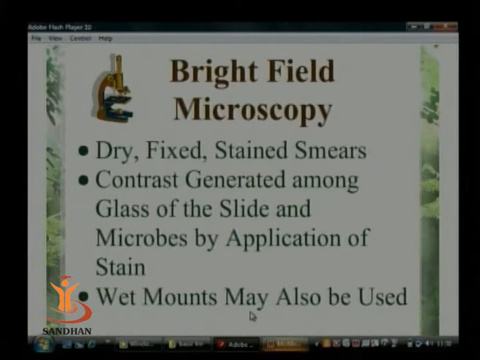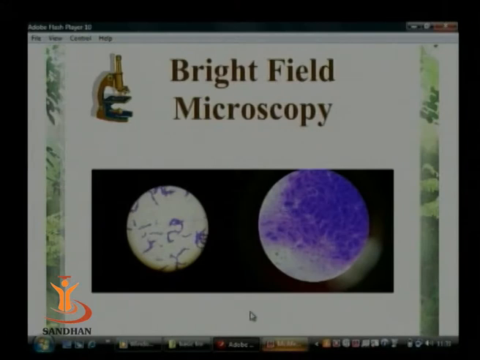So normally the bright field microscopy makes use of the stained preparations, and these preparations are called the dried, fixed and stained smears. Under certain circumstances, of course, it is possible to visualize even the unstained preparations in the form of wet mounts, but that is not to be discussed at the moment. When we employ the bright field microscopy, we prepare a smear, we normally fix the smear by a proper technique. It could be a physical fixation technique or maybe a chemical fixation technique, and then we apply the stain. By staining, the bacterial cells themselves or various structures of the bacterial cells can also be visualized very easily. As you can see, there are two such preparations shown in this particular slide.